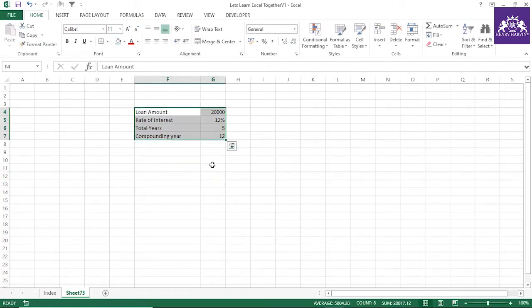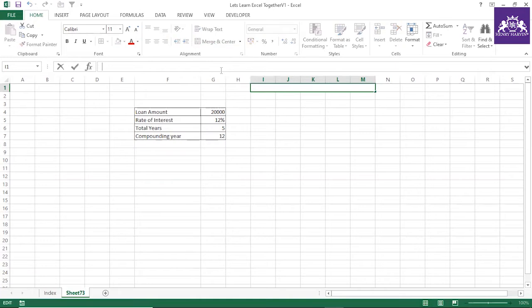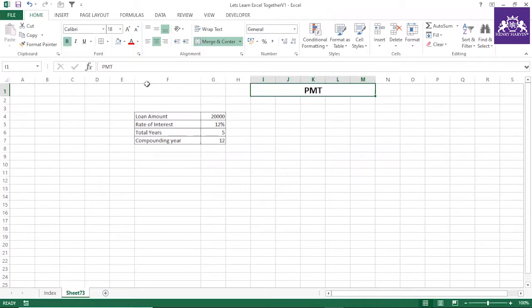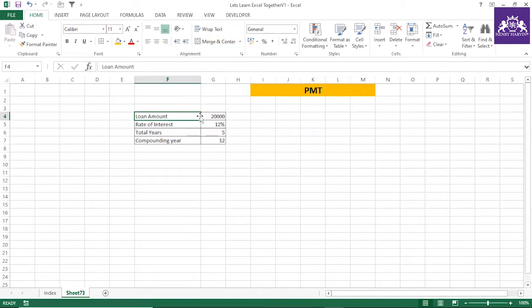Alt H BA is the shortcut key. So today we are talking about the PMT function. PMT stands for payment, periodic payment. Let me show it this way. Control P, and my favorite color, this. PMT: loan amount 20,000, rate of interest 12%, compounding year 12%, guys.